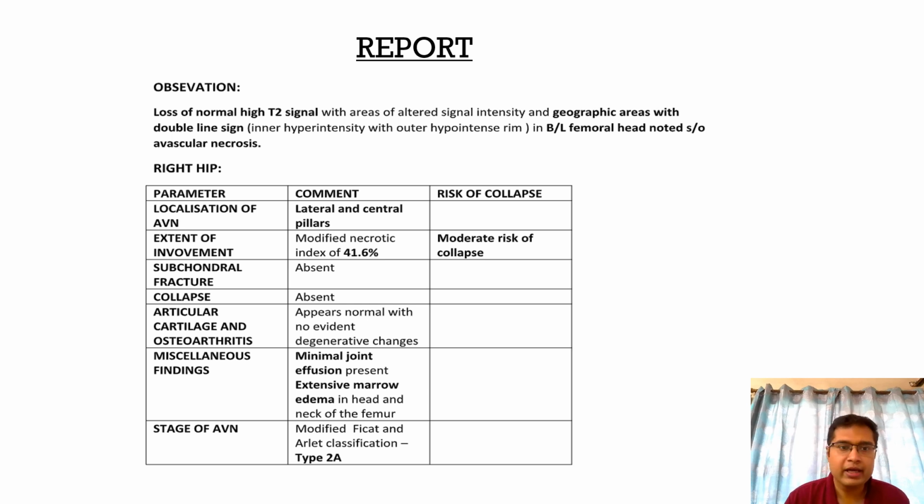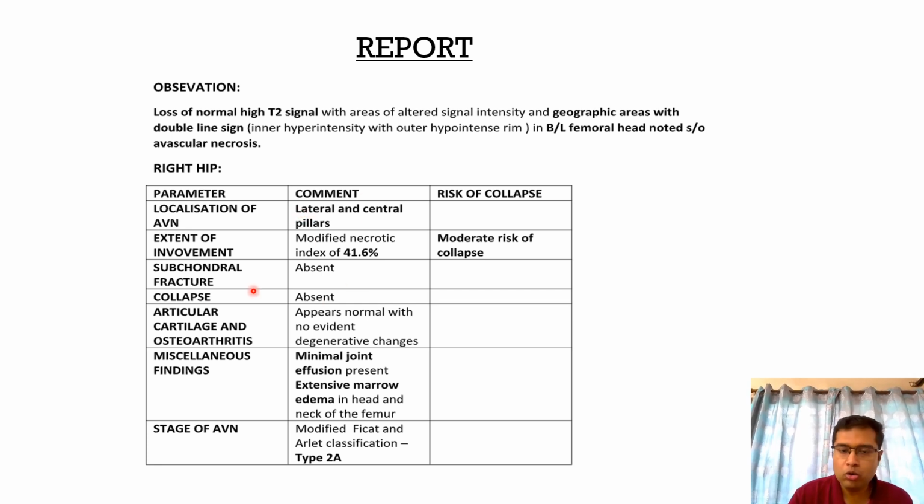So this is the report that I had given, that loss of normal high T2 signal is seen along with geographic areas of double line sign in bilateral femoral heads. In the right hip, I had given the localization with the risk of collapse, extent of involvement, subchondral fracture, and whether articular cartilage damage and osteoarthritis has set in or not. Minimal joint effusion was seen with extensive edema. There was no subchondral fracture, and the modified necrotic Kerboul index was 41.6%, and it was localized to the lateral and central pillars.